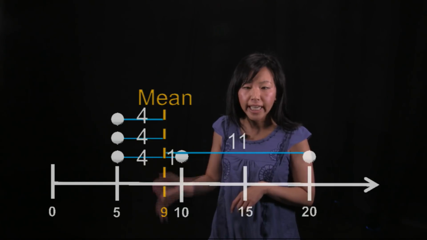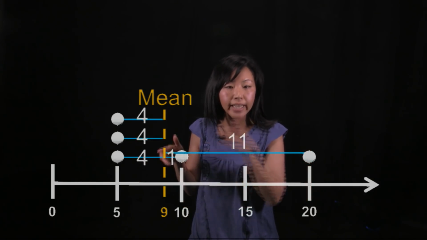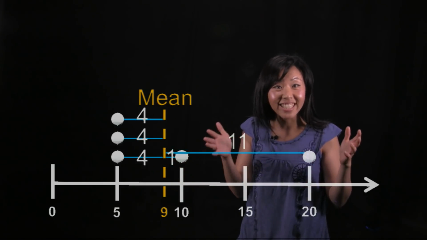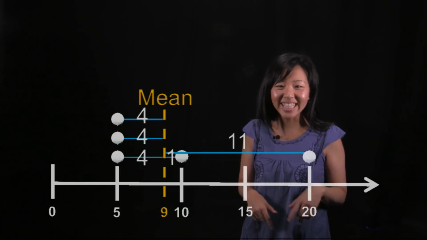So 4, 4, and 4. And the distance between 9 and 10 is 1. And the distance between 9 and 20 is 11, right? Do those deviations add up? Do they balance out? That's where we start to see the answer.